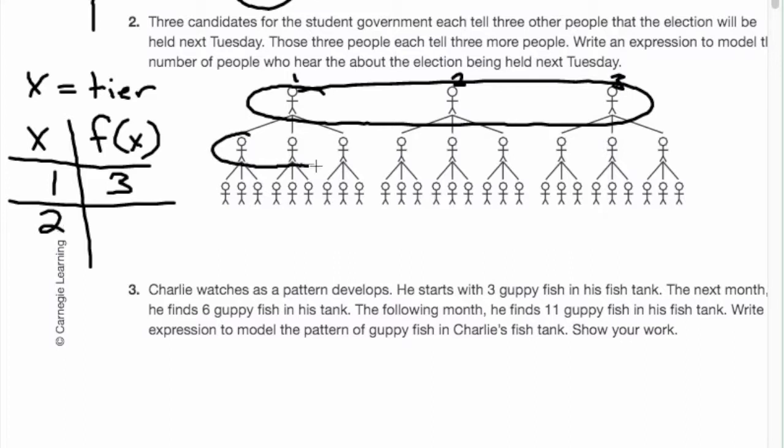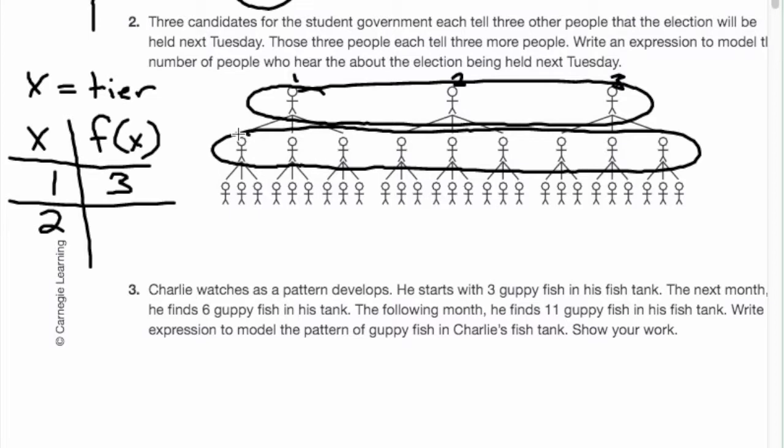Now on tier 2, I'm going to focus on these people, because this is tier 2. If we count those, how many people do we have? That's 9. I have 1, 2, 3, 4, 5, 6, 7, 8, 9. So I'm going to write down 9.